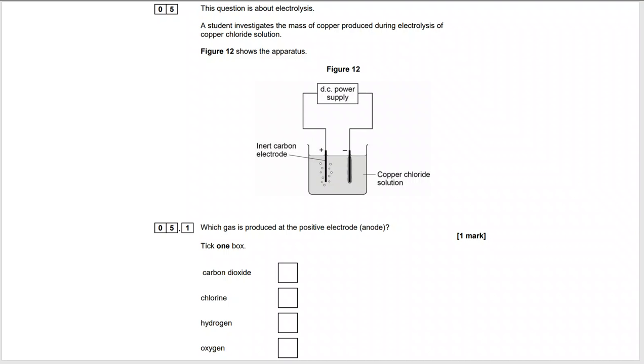This is AQA GCSE Trilogy Chemistry paper. It's the Foundation paper from 2018. This is question 5, and there's an opportunity for you to pause and try the question before we review.